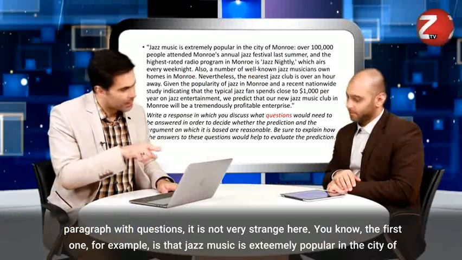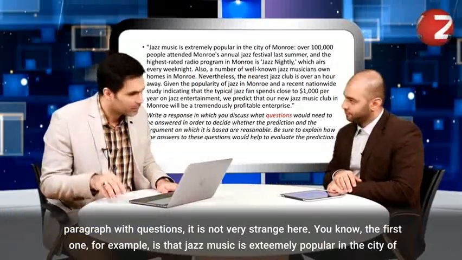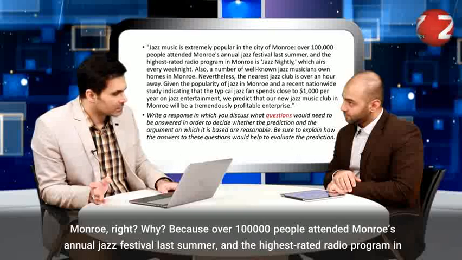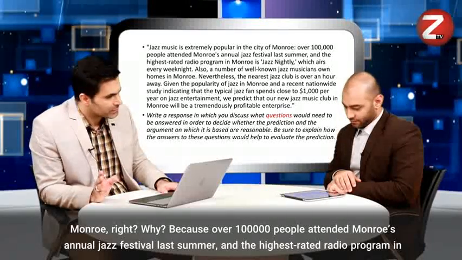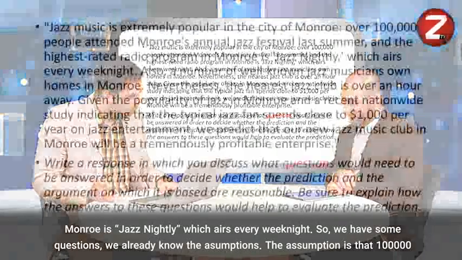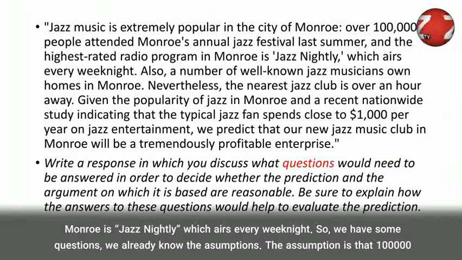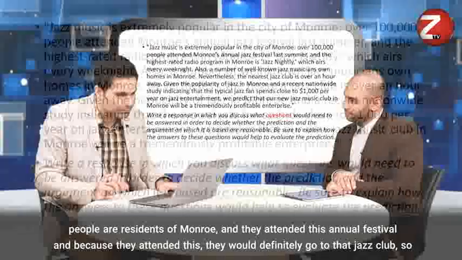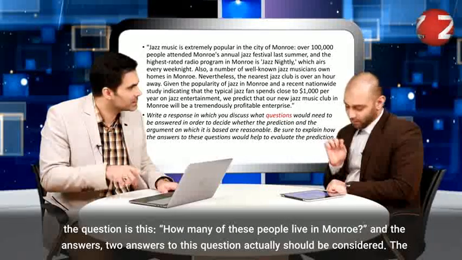The first one, for example, is that jazz music is extremely popular in the city of Monroe. Why? Because over 100,000 people attended Monroe's annual jazz festival last summer, and the highest rated radio program in Monroe is Jazz Nightly, which airs every weeknight. We already know the assumption: that these 100,000 people are residents of Monroe, and because they attended this annual festival, they would definitely go to that jazz music club. So the question is this: how many of these people live in Monroe?